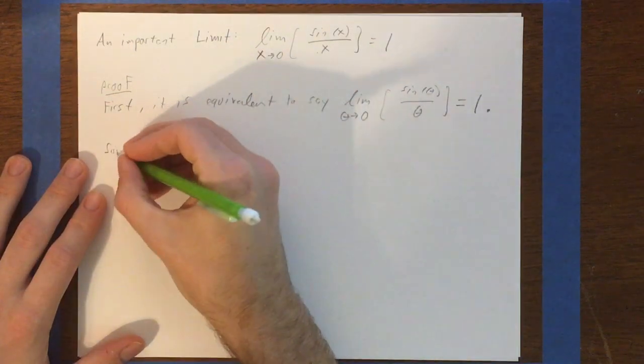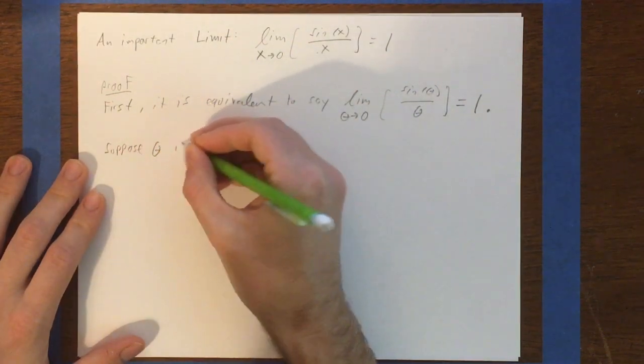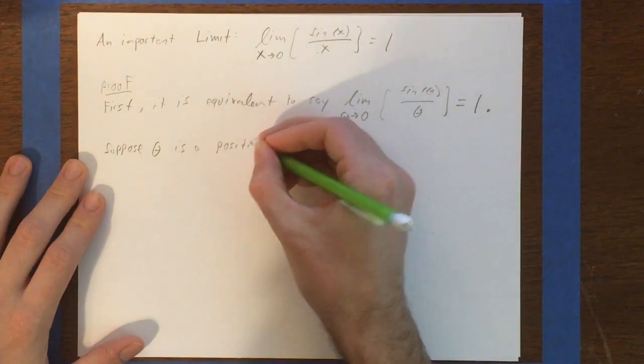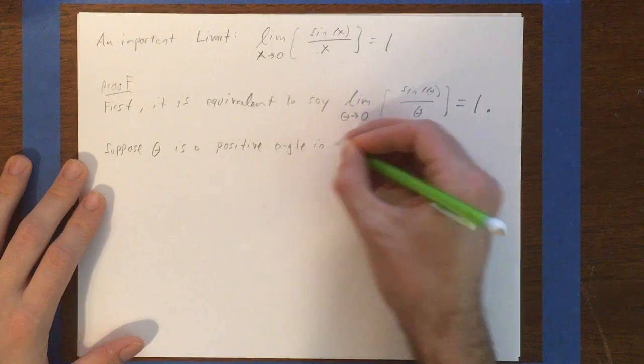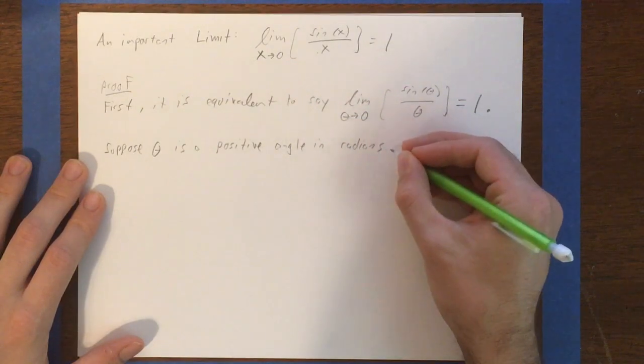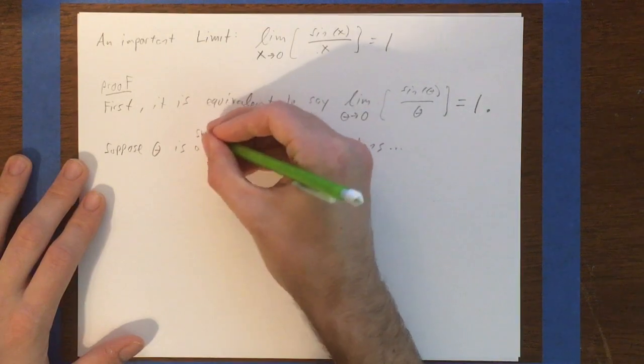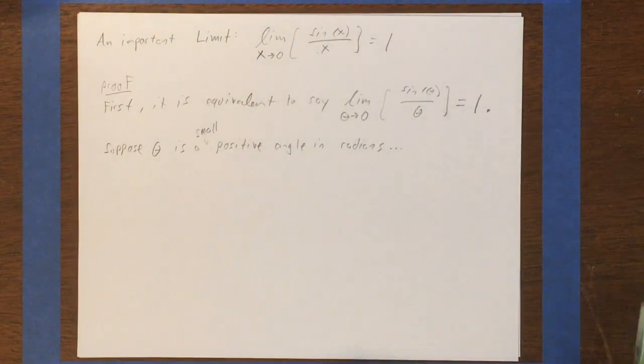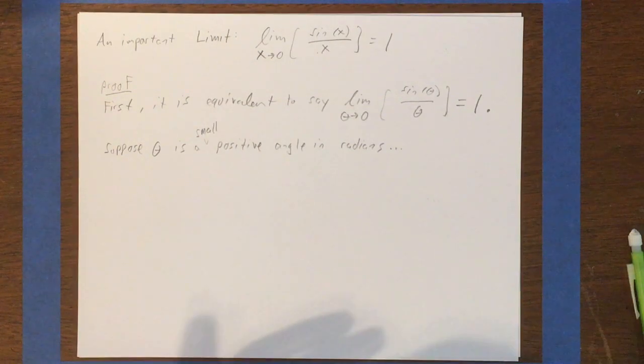So next, we're going to suppose that theta is a positive angle in radians. In particular, we're going to go with a small positive angle in radians. All we really care about is approaching 0, right? So we can assume that the angle is small, because if it's big, it's far enough away from 0 that we don't really care. The limit is only going to be determined by what's going on as we get closer to 0. So we might as well assume it's small. And that'll make our pictures easier. We're going to have that angle be in the first quadrant, between 0 and pi over 2.